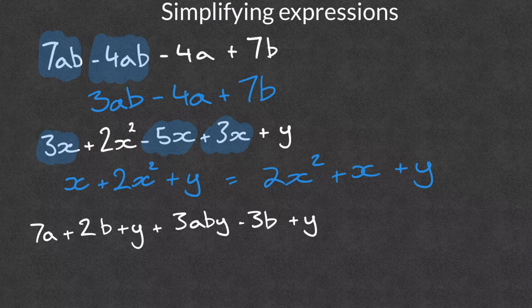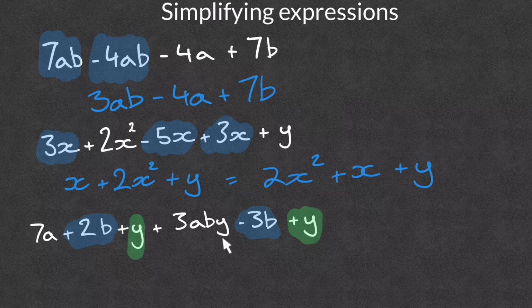Now this last one, again, highlight your like terms. So a positive 2b, that is like with negative 3b. And grab a different color, we've got a positive y and a positive y. So that's just 1y and 1y.